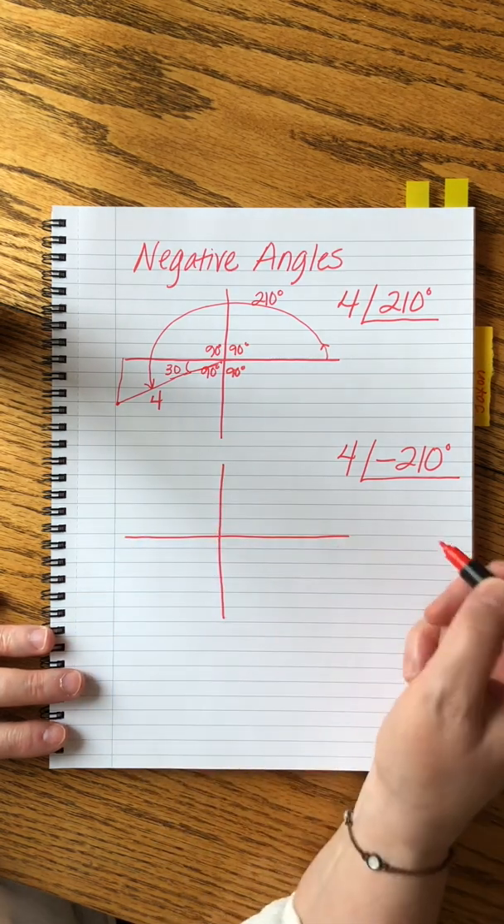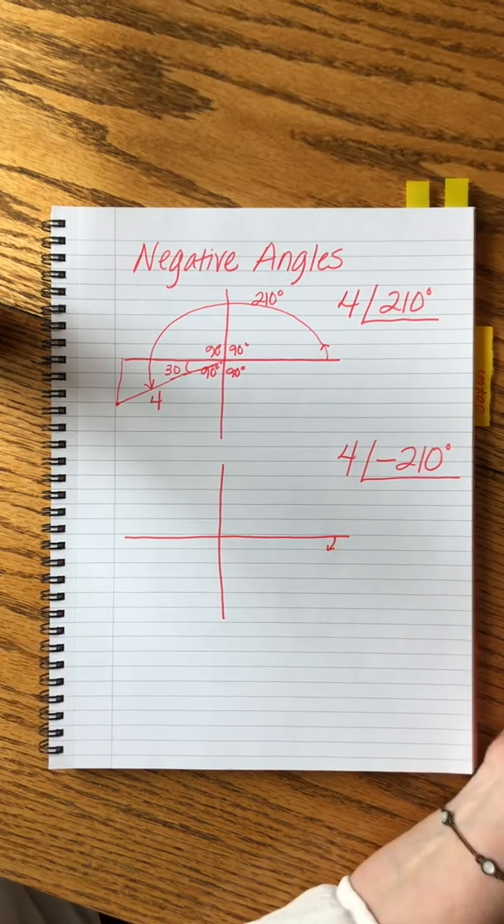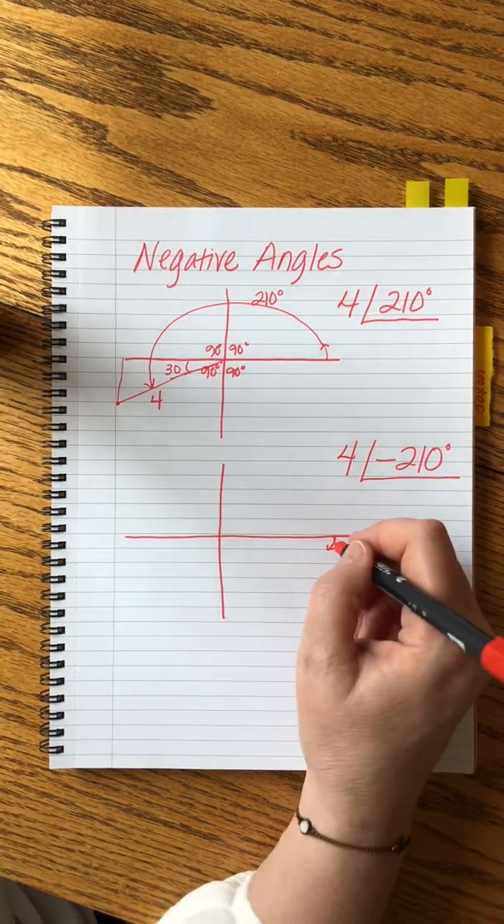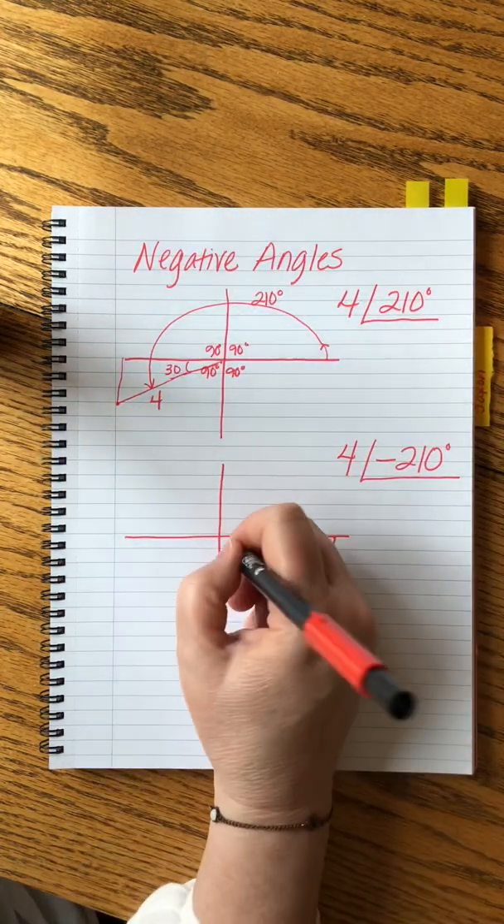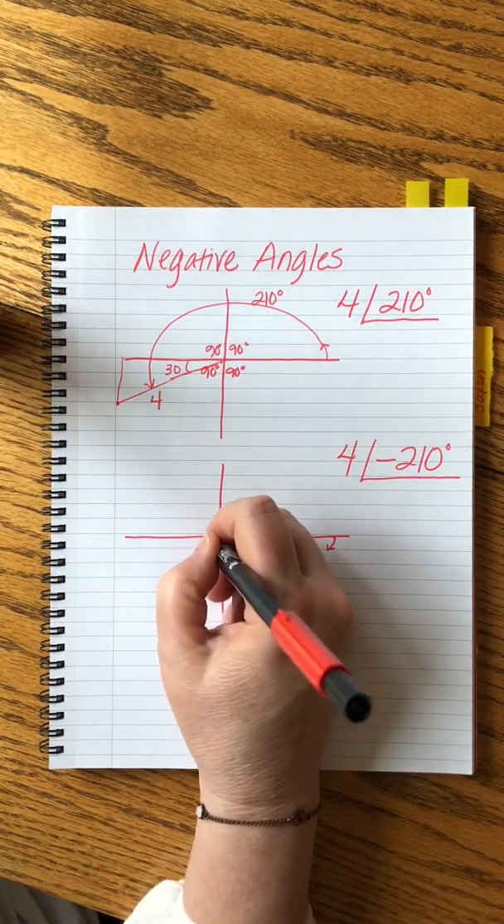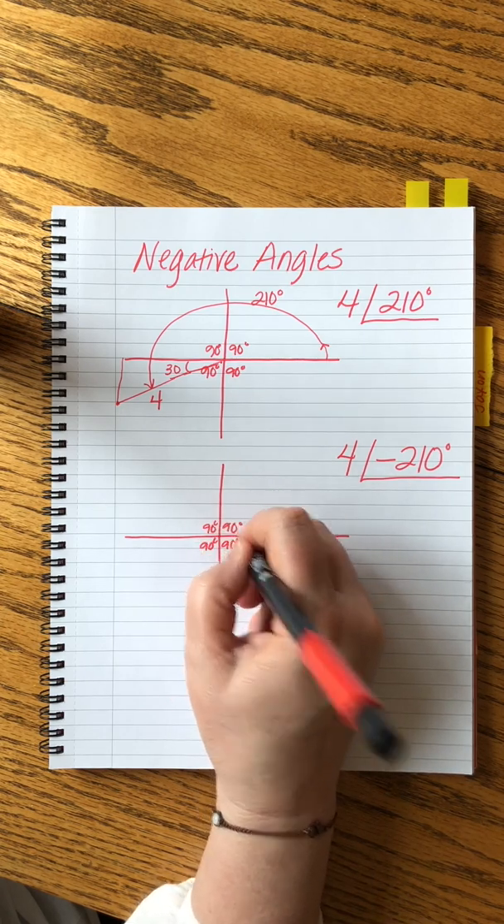We simply are going to go in the opposite direction. We're gonna measure the same way, but going in this direction instead of this direction. So we have the same rule. Each one of these is worth 90, right? So we're gonna count the same way.